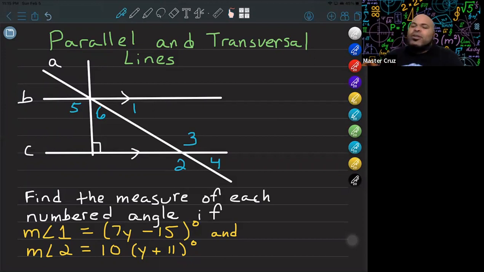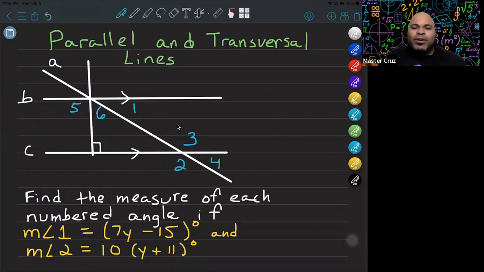But here we go, parallel lines. I'm going to show you how to find every single angle in here using the properties of parallel and transversal lines. So find the measure of each numbered angle if angle 1 is this expression and angle 2 is this expression. I'm going to assume that you know your algebra, and if you need some help with algebra, please go watch other videos on how to solve equations with variables.